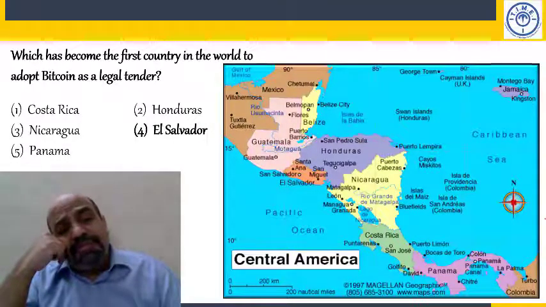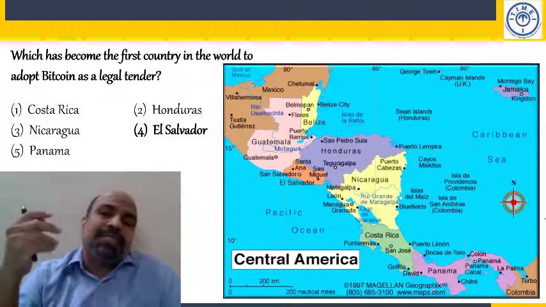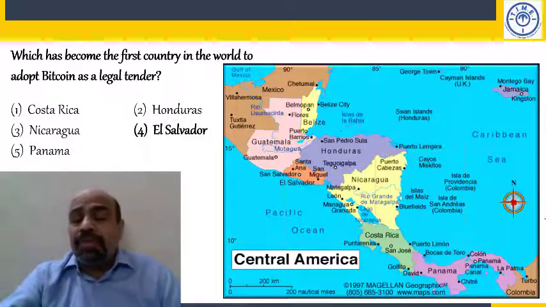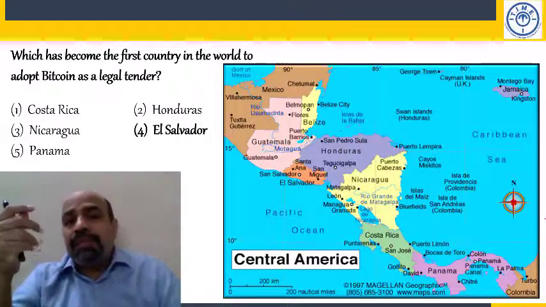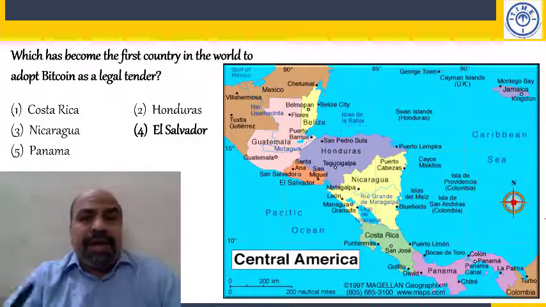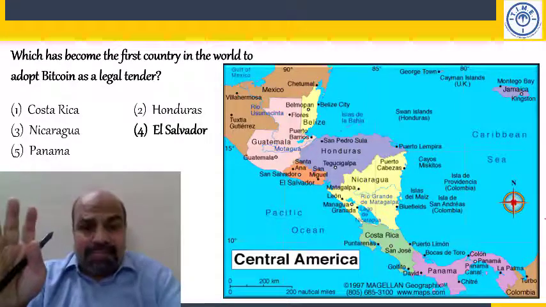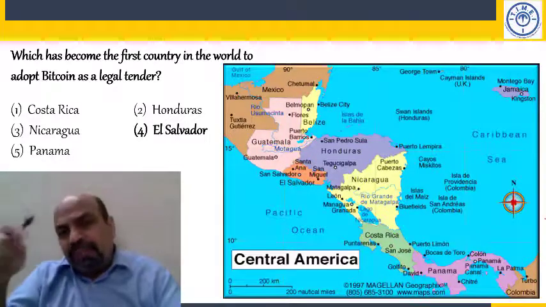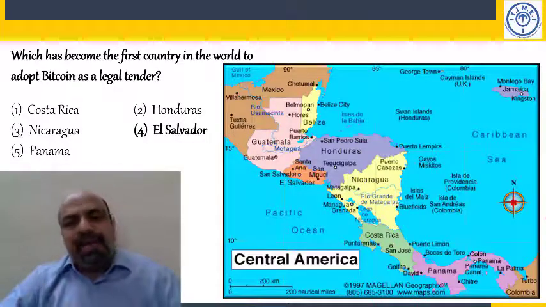Which has become the first country in the world to adopt Bitcoin as a legal tender? Now, Bitcoin is a cryptocurrency. Please understand, it's not paper currency, it's a digital currency, but it is not backed by any government. No national government backs Bitcoin. You could say that it is mined on computers. It's a long story. To cut it short, it's not backed by any government.